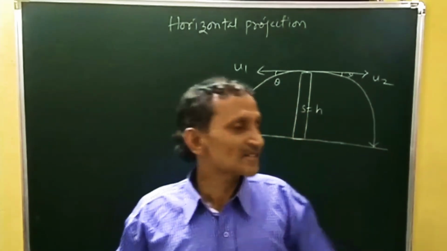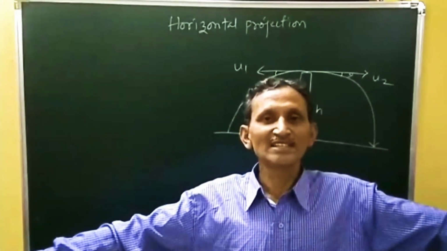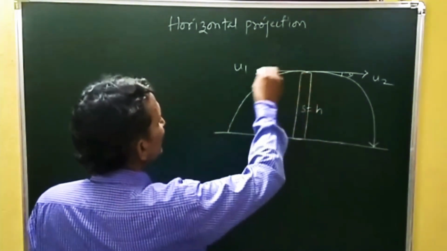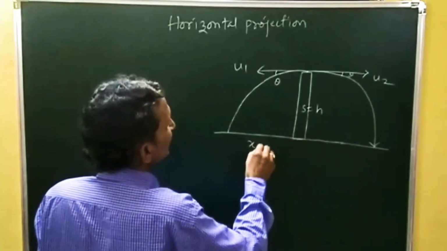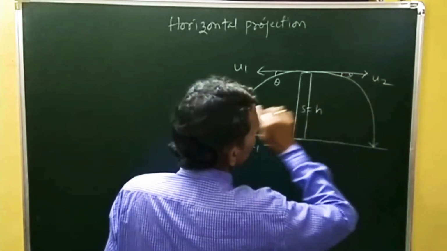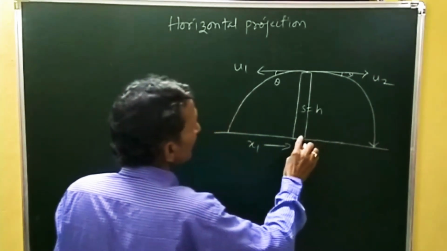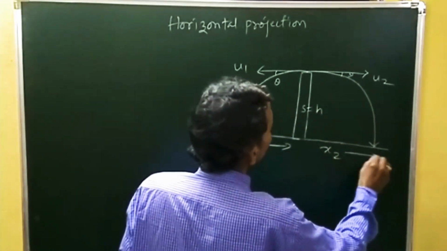Now what is the separation of the stones? How far are they from each other? Here I am taking, for the first horizontal velocity, the horizontal range as x1, and for the second horizontal velocity, the horizontal distance traveled by the body from the point of throwing is x2. So here it is.